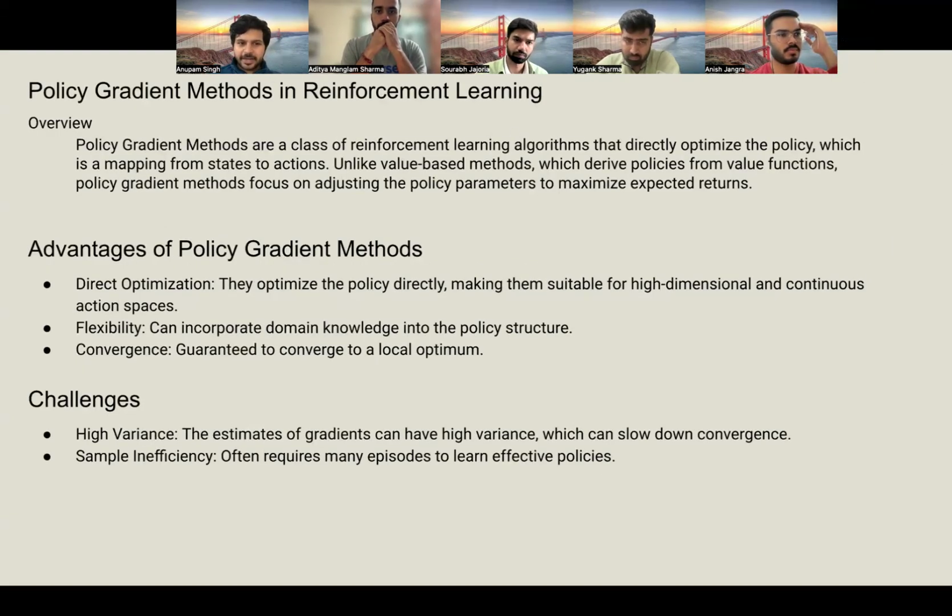Then there is the policy gradient method. The policy gradient method is basically an RL algorithm that directly optimizes the policy, which is a mapping of state and action. Imagine this being one of the famous strategy patterns that we used to have. Technically, you have a state, a set of actions, and all the possible Q value outcomes available to you. Correct. And unlike a value-based system, which derives policy from a value function, the policy gradient method focuses on adjusting the policy parameters to maximize expected returns.